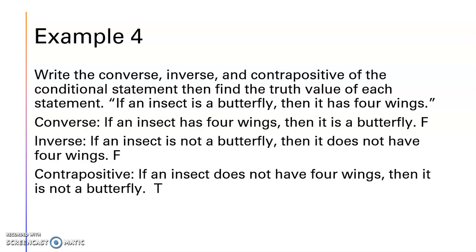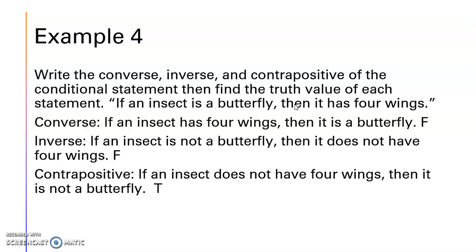The inverse would be where you're adding nots into the statements, and you keep it in the same order as the original. So if an insect is not a butterfly, then it does not have 4 wings. And again, that is false. And again, a counterexample might be a moth, or it might be a dragonfly.